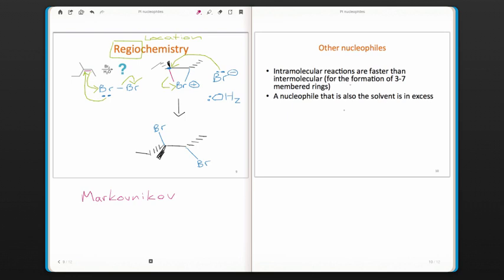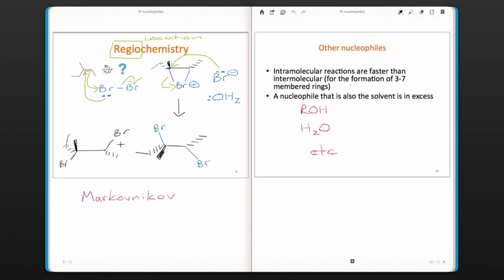We can also use other nucleophiles for this reaction, just as we did in the last section. Keep in mind that intramolecular reactions are faster than intermolecular reactions for the formation of 3 to 7 member rings, the types that we'll be seeing in this course. If the solvent is also nucleophilic, it will act as the nucleophile for this reaction, and very common examples would include alcohols, ROH, water, and there are some others like thiols.